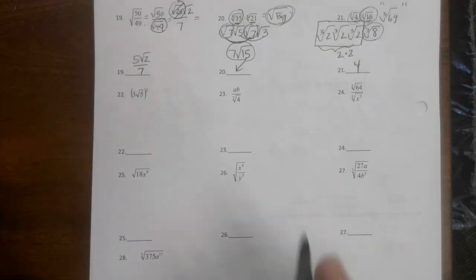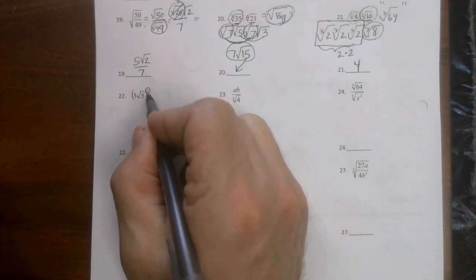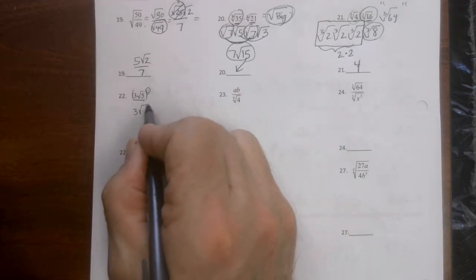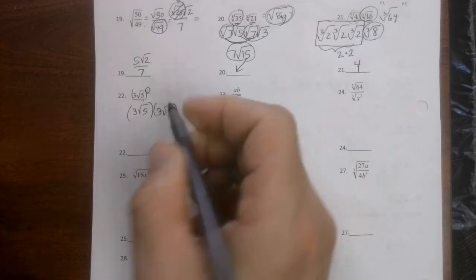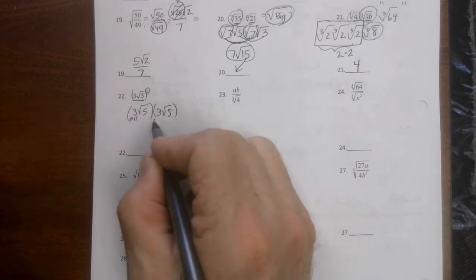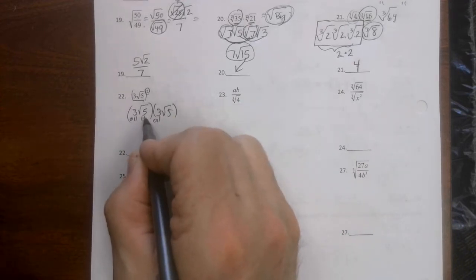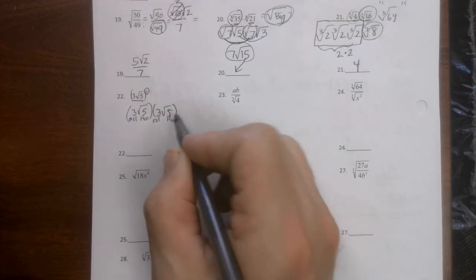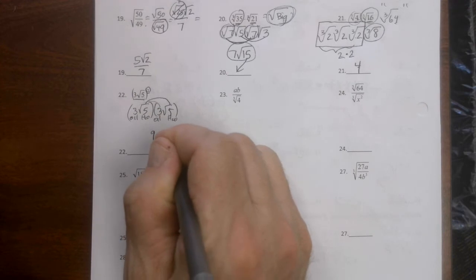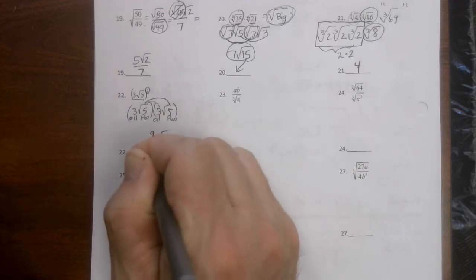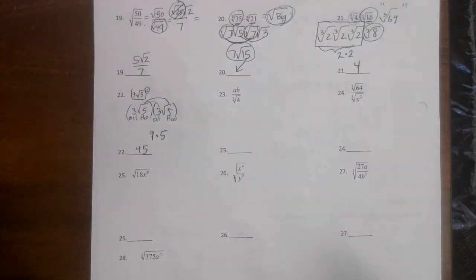Number 22. Do exactly what it says. Square it. So it's 3 square root of 5 times 3 square root of 5. Well, here's a little bit of oil. Here's a little bit of oil. Here's some water. Here's some water. 3 times 3 is 9. Square root of 5 times the square root of 5 is 5, because the roofs fly off. 9 times 5 is 45.